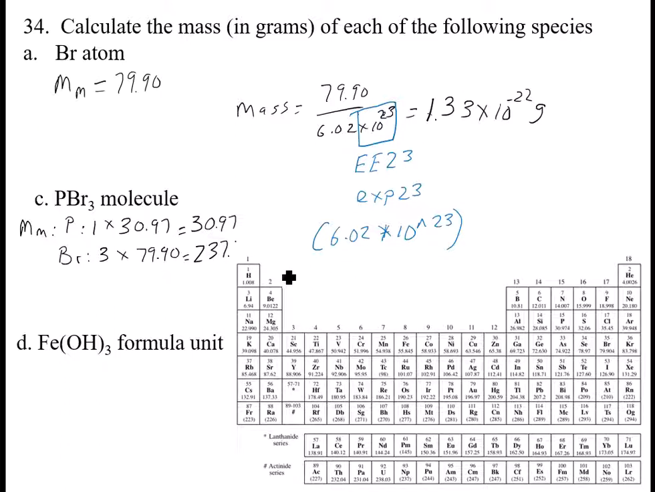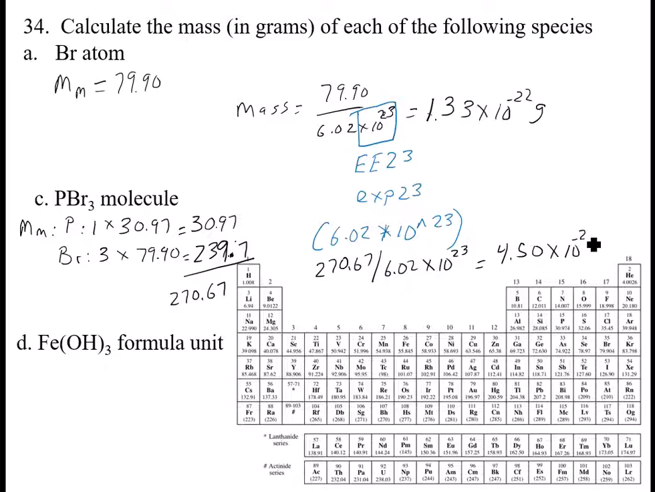Oops, 239.7. So I have no memory. And so I add those together, and I get 270.67. So then I take the 270.67 divided by the 6.02 times 10 to the 23rd, again using EE, EXP, or parentheses, and I get 4. When I round it to 3 significant figures, I get 4.50 times 10 to the minus 22 grams. Okay, so again, I want to be able to have a minus 22 here.